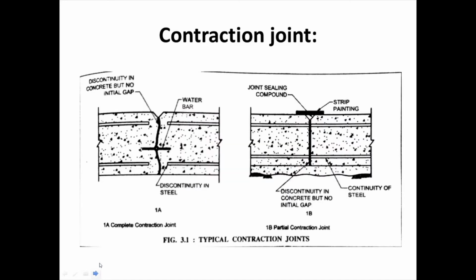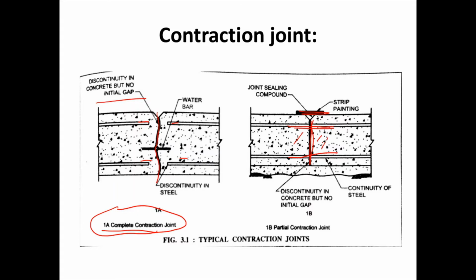Let's check if I have a figure. Okay, here is a contraction joint. First is the complete contraction joint. Complete contraction means there is a discontinuity in the concrete as well as in the bar. It's called a complete contraction joint. But in a partial contraction joint, there is a plate here, and we fill joint sealing compound, but the reinforcement runs all along. Only the concrete is discontinued.